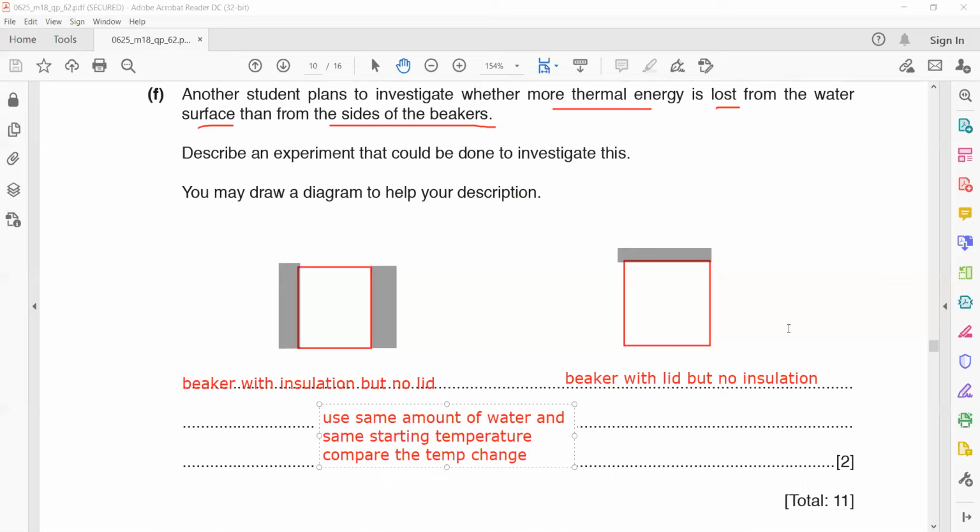Is it clear, this part? So this is the second question from paper 6. I'll share another link.